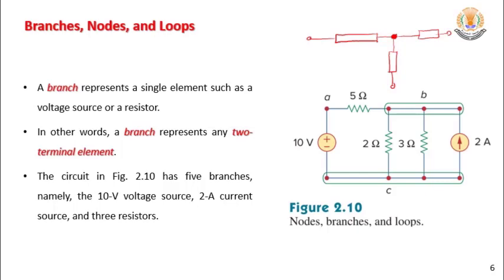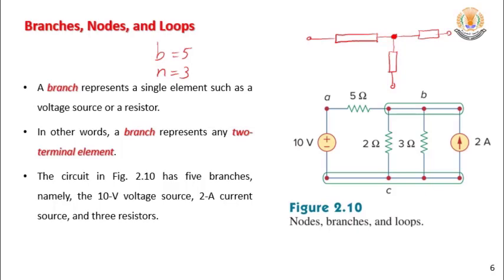You can count 1, 2, 3, 4, 5, 6, 7, 8. But this is not correct. Why? Because all of these can be replaced by one node. Do you agree? But for better engineering drawing, we draw it like that, though actually it's one node. The same for the bottom one, also one node. So in all, how many nodes do we have? 3 only. Clear? So we have 5 branches and 3 nodes.